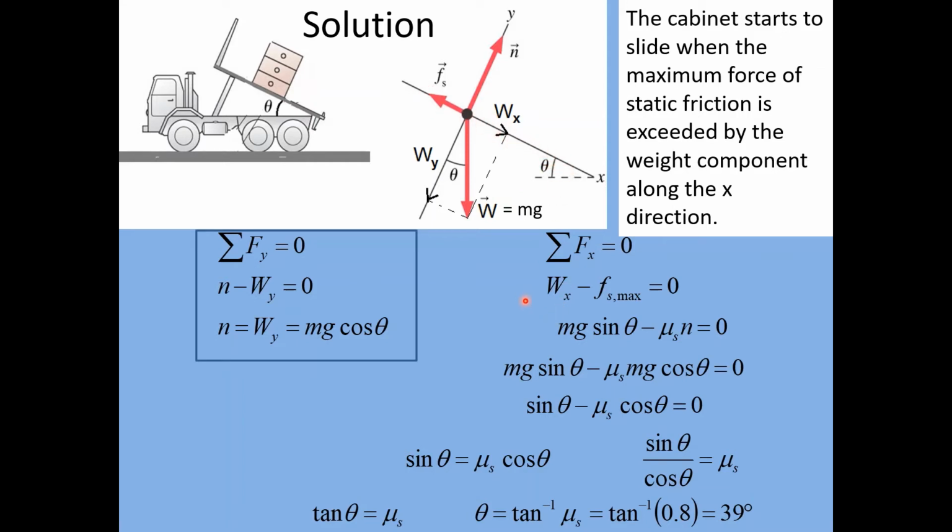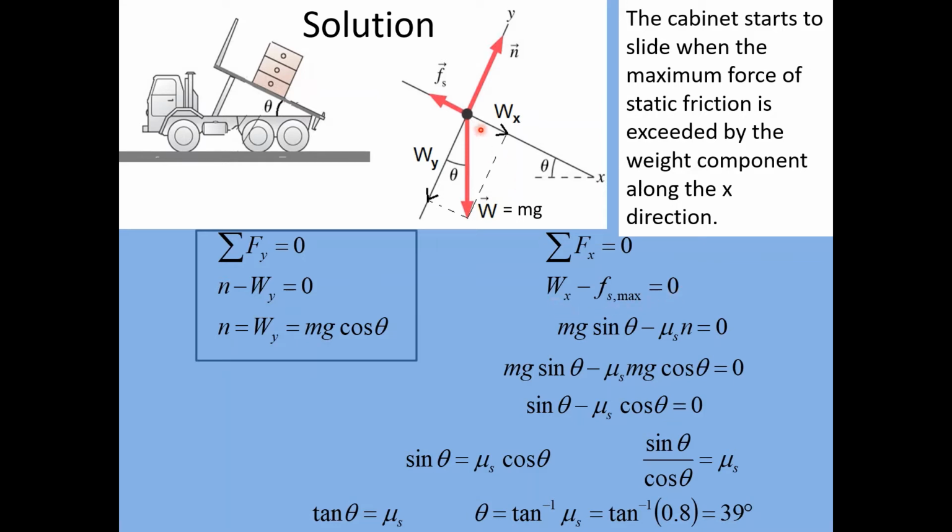So in this direction, we see we've got two forces. We've got the W, the weight x component, pointing down. To the right, I'm calling that a positive direction, even though it's down, it's in the positive x direction. So I've got W sub x minus the static friction force, and we're going to use the maximum value of that because that's where this thing starts to slide. So W sub x minus Fs max equals 0.